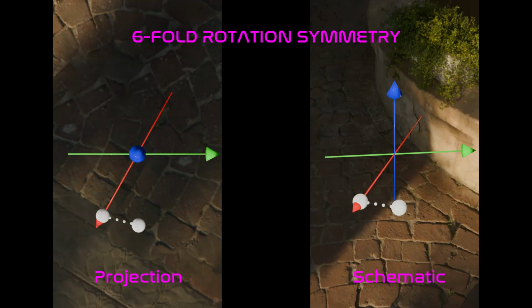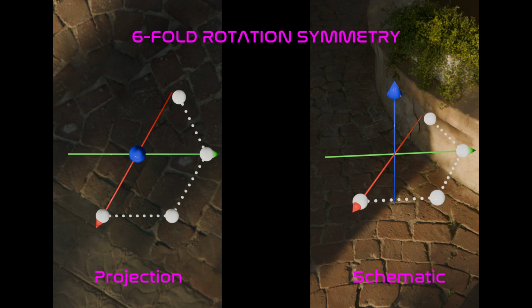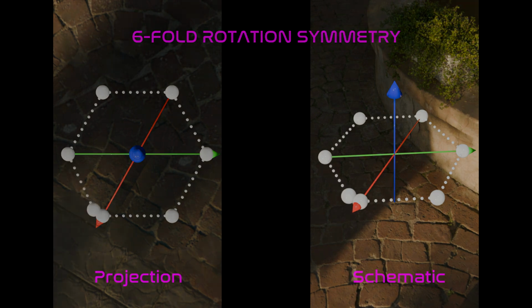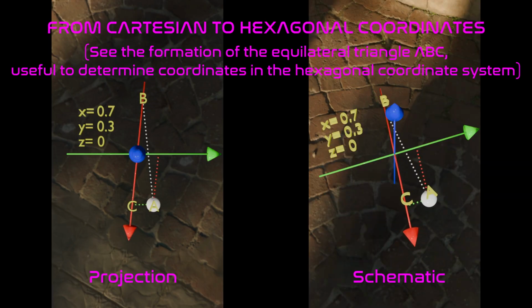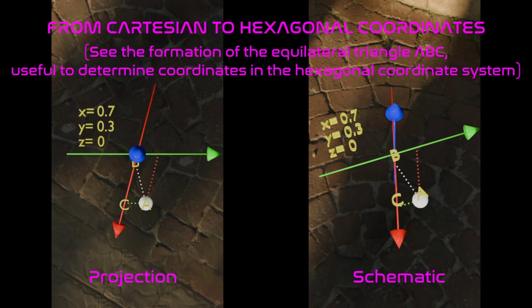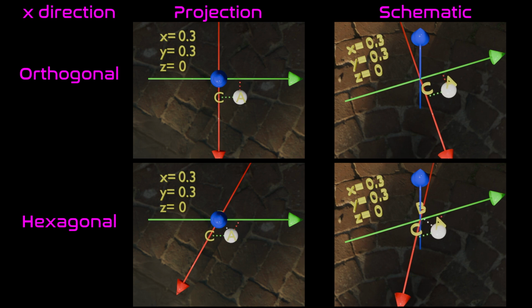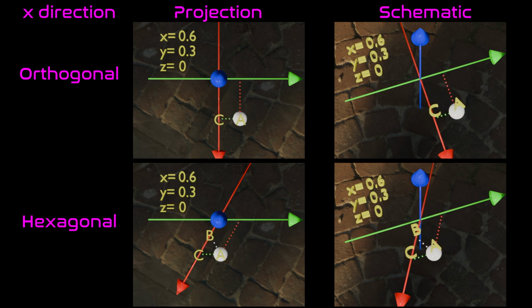Now let's go hexagonal. A sphere rotated every 60 degrees around the z-axis fills 6 equivalent positions, a 6-fold rotation. But wait, the coordinate system also transforms. Hexagonal axes form 120 degree angles. An equilateral triangle emerges, allowing us to read off new coordinates graphically.